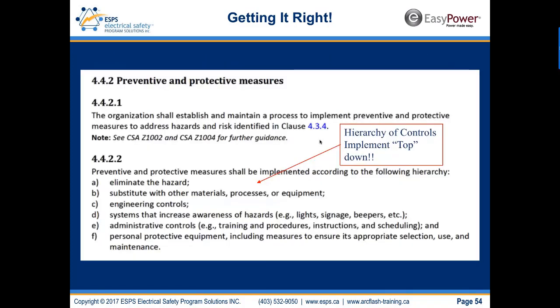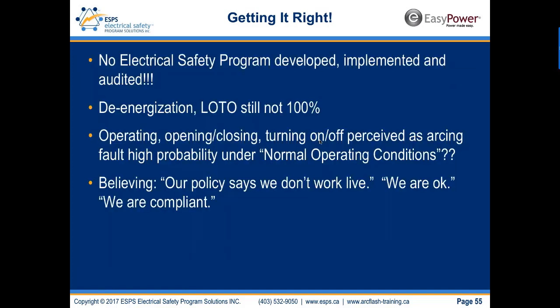So again, these hierarchy of controls come from ANSI Z10 or CSA Z1000, Occupational Health and Safety Management System standards, which are now embedded formally in 70E and Z462. So here's some comments about some of the gaps we have. Companies do not have electrical safety programs developed, implemented, and audited. There's still issues with lockout, tagout out there that I see.